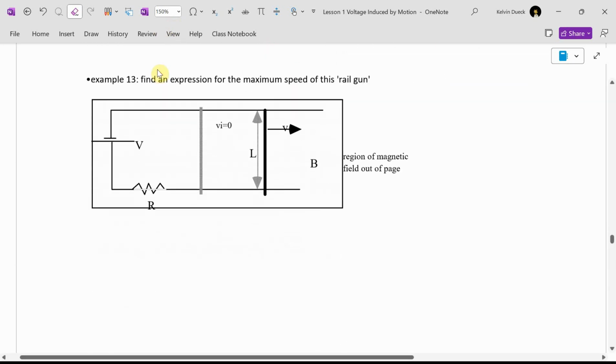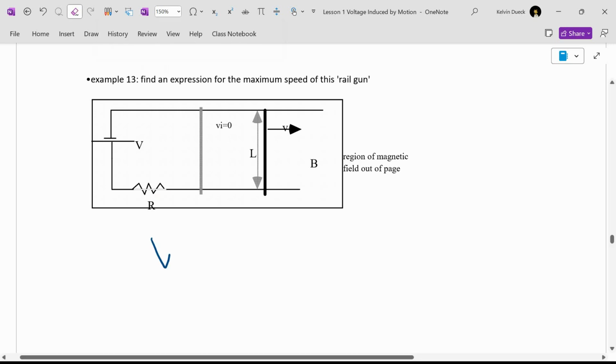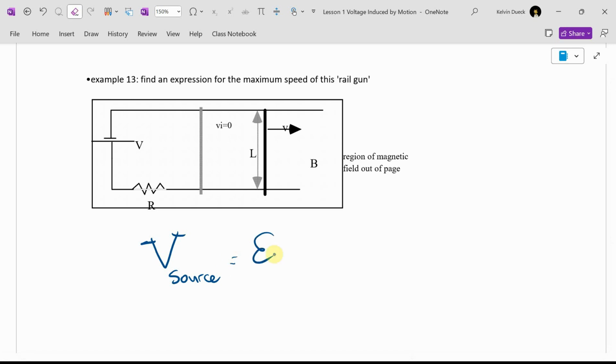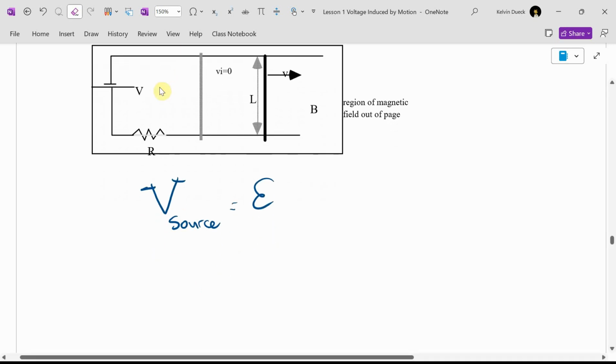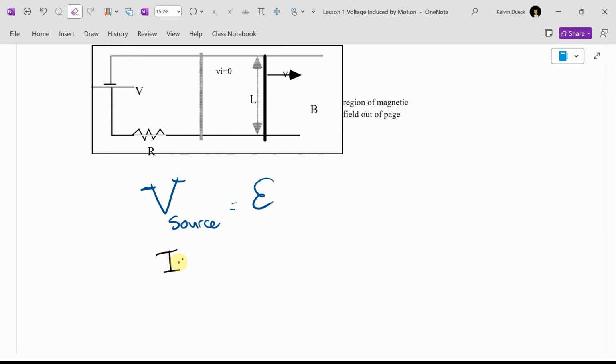Just for giggles, let's get an expression. So what is the expression for the maximum speed? Well, that's when the source voltage equals the induced EMF. Source voltage we can think of as I times R. Induced EMF we can think of as BLV.